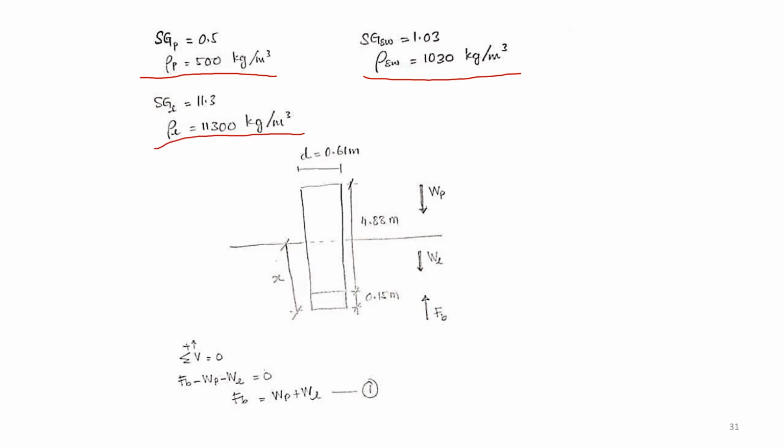Okay, first thing first, draw the FBD diagram. So we have the buoyant force as the upthrust, and then we have two weights, which are the weight of pine and the weight of lead. And then we have X. X is the depth of immersion, and the D is 0.61. So the D is still the same at the immersed part. Okay, and then we know the length of the pine and the length of the lead. Then make the assumption that the total of vertical forces is zero. And then we can make equations from these directions. So we have FB minus, because it is in different directions, minus weight of pine minus weight of lead equals zero. And then make the equation as buoyant force equals weight of pine plus weight of lead.